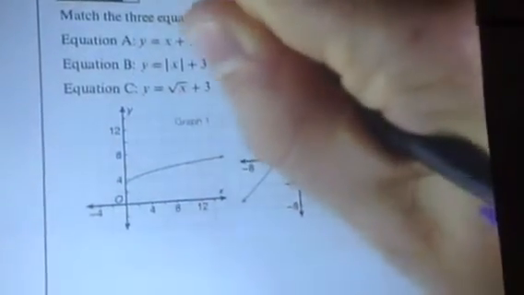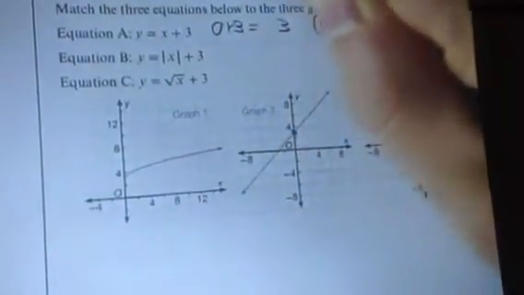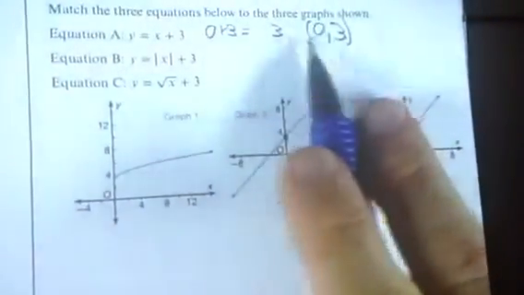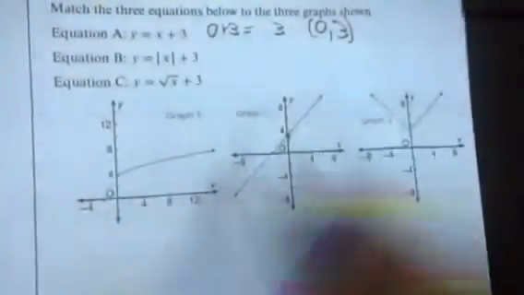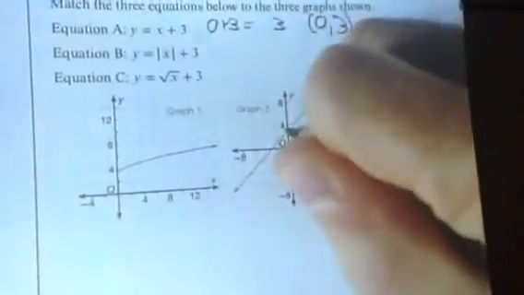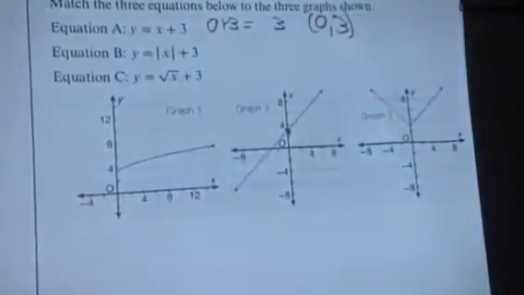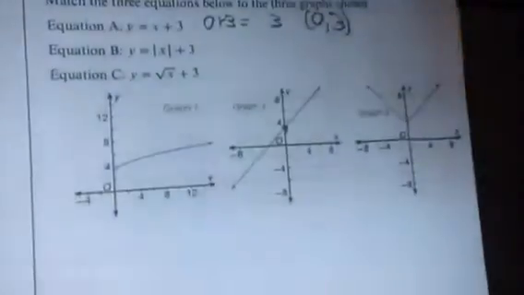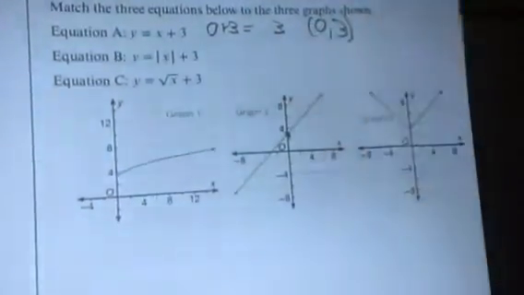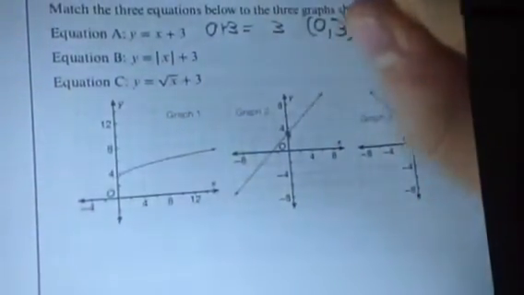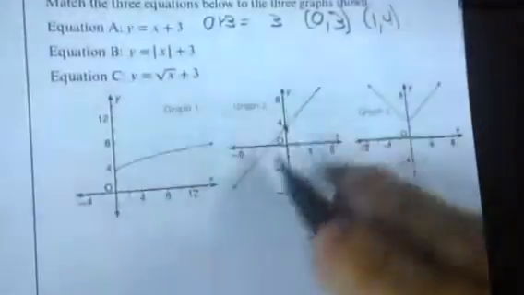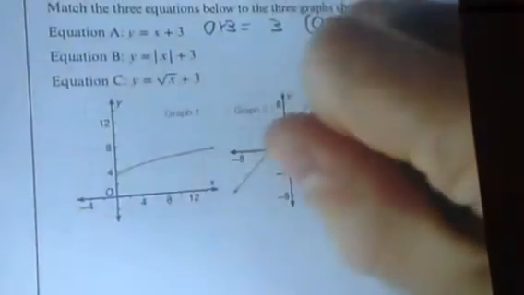So let's say I plug in the point 0 into this equation. 0 plus 3 would give me 3, so that would be the point 0, 3. My x value would be 0, my y value would be 3. A graph that has that point would be this one right here. That has the point 0, 3. I would need to pick another point just to make sure. If I plugged in 1, 1 plus 3 would give me 4, so that would be the point 1, 4. Which one has the point 1, 4? This one right here does.